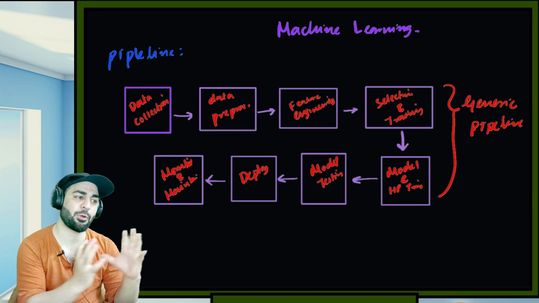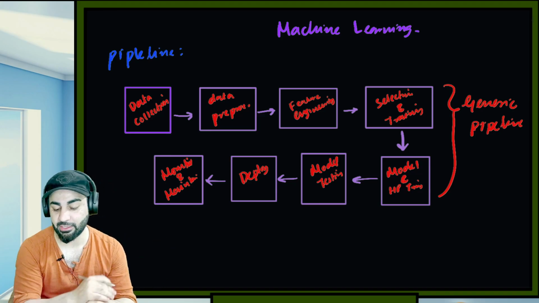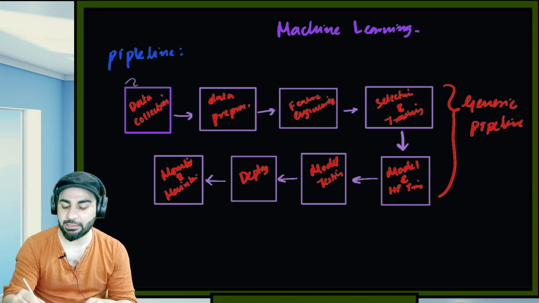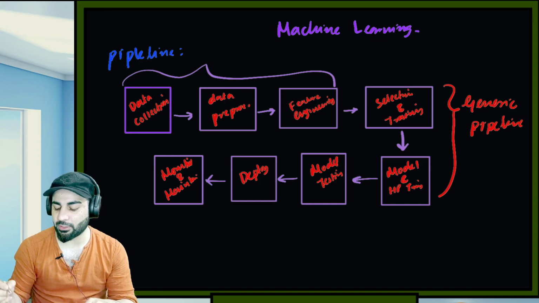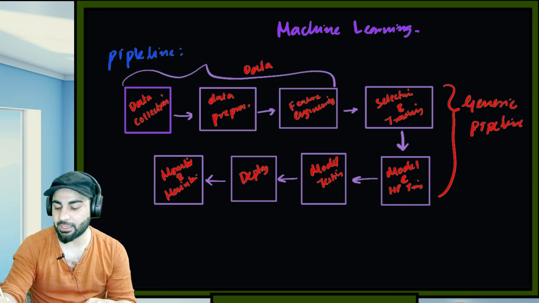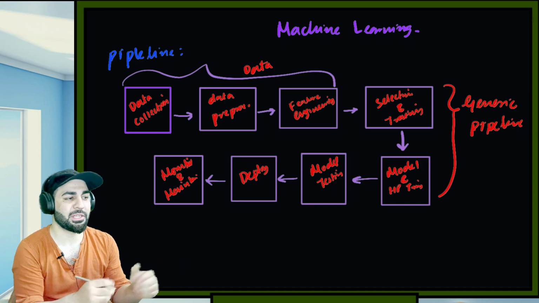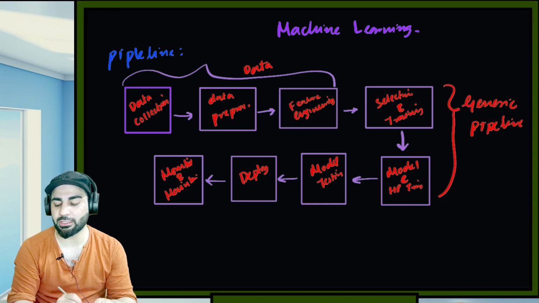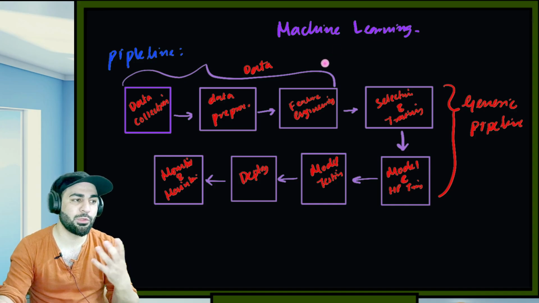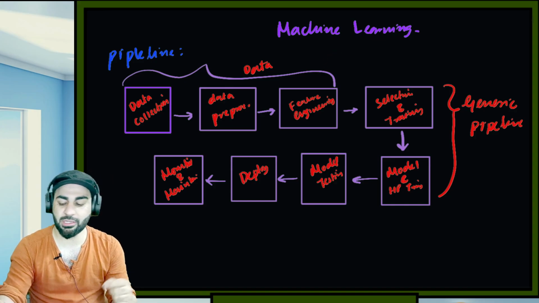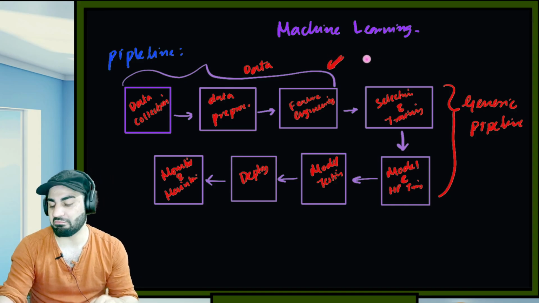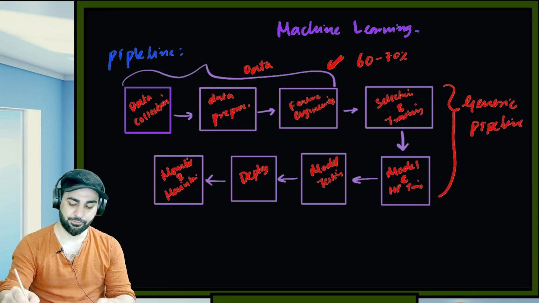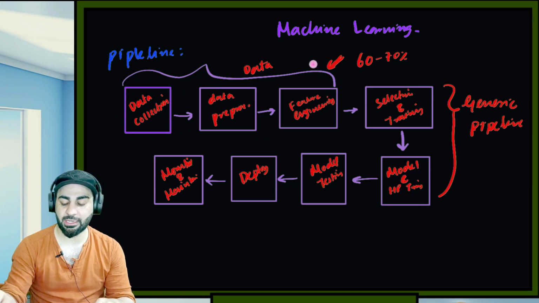This is a generic pipeline which we probably discussed in detail in the previous session. Here, the most important thing you can see is that at least these three steps directly involve data, because machine learning and deep learning are mostly dependent on data. When you do a real-time project, you will see that most of your time, sometimes 60 to 70 percent, goes into data collection, then data pre-processing, and then feature engineering.